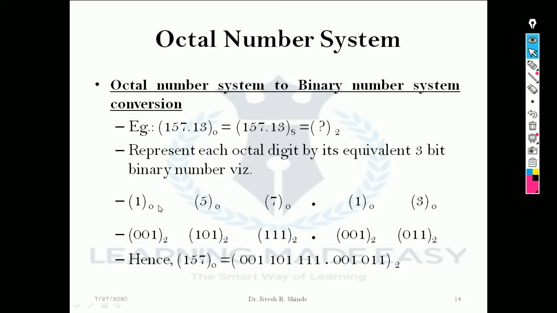Okay, so I have grouped the number as 1 octal, 5 octal, 7 octal, dot, 1 octal, 3 octal. This dot is our radix point. So 1's equivalent code is 001, 5's equivalent code is 101, 7's equivalent binary code is 111, 1's equivalent code is 001, and 3's equivalent code is 011. So for 157.13 octal, the final answer is 001 101 111.001 011 base 2.